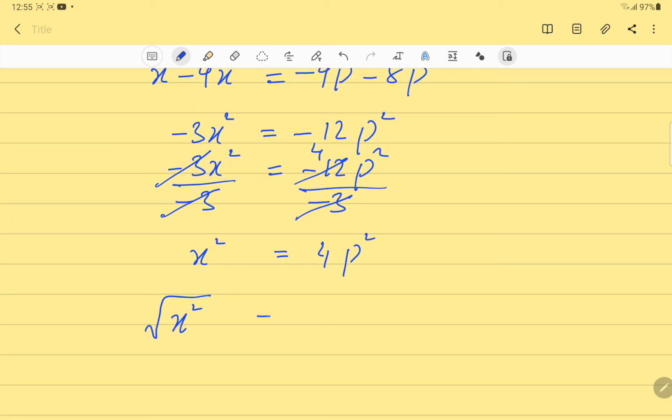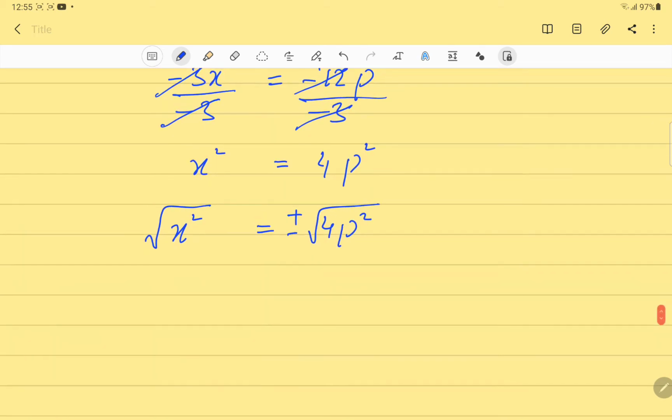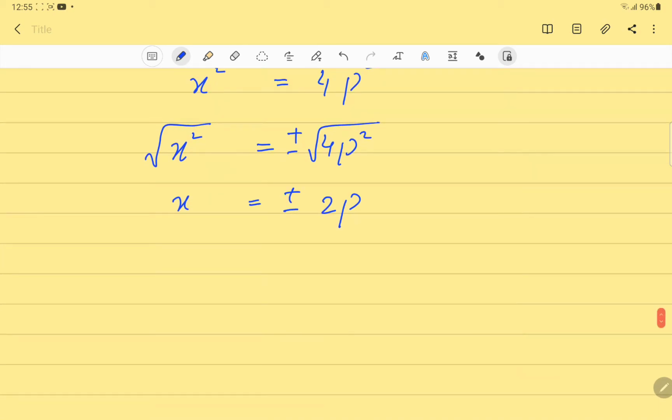We take the square root of both sides. Again, don't forget to write plus minus. So x is equal to plus minus 2p, which means x is either equal to 2p or x is equal to minus 2p. But since again there were radical signs present in this equation, we have to verify these answers also. Let's go with that.